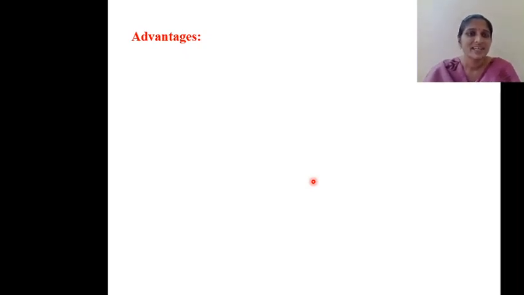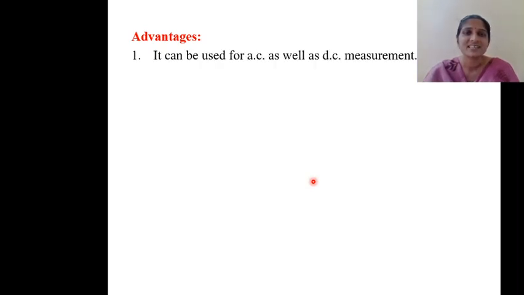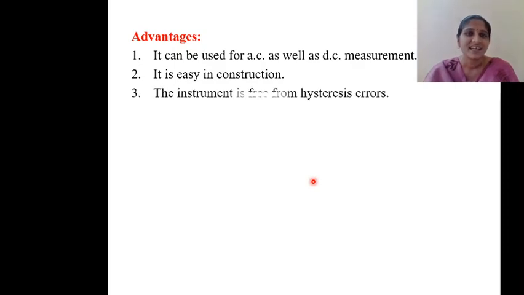Now coming to the advantages. What are the advantages here? The first one is that it can be used for AC as well as DC measurements. Second, it is easy in construction. And third, the instrument is free from hysteresis losses. Hysteresis losses will be reduced, and the scale will be uniform and lightweight.